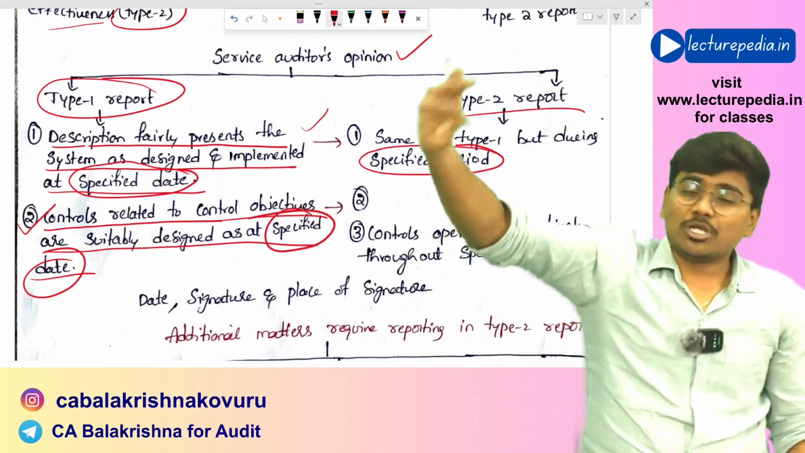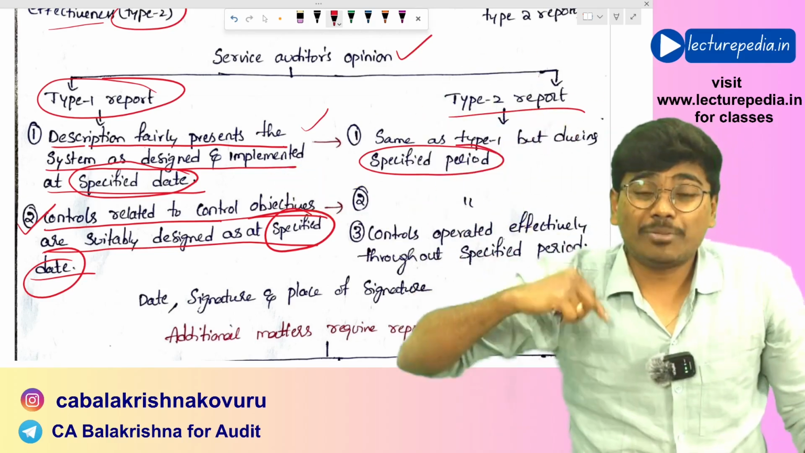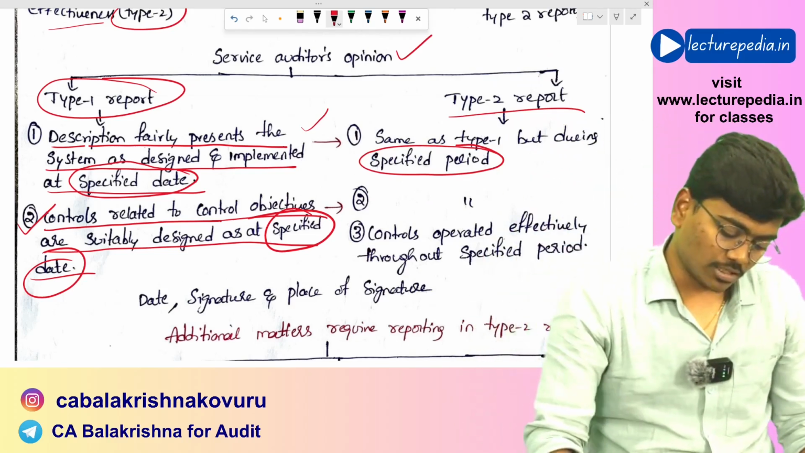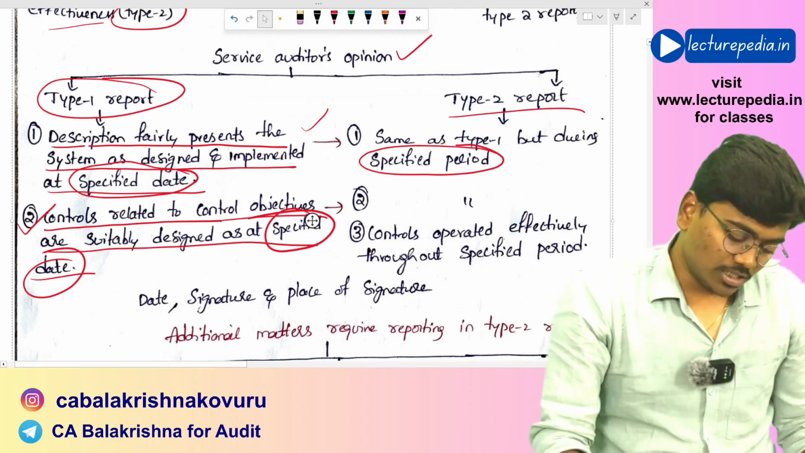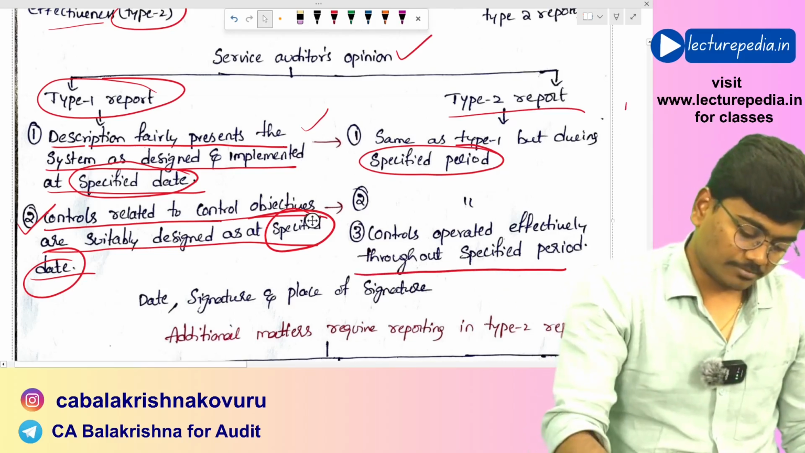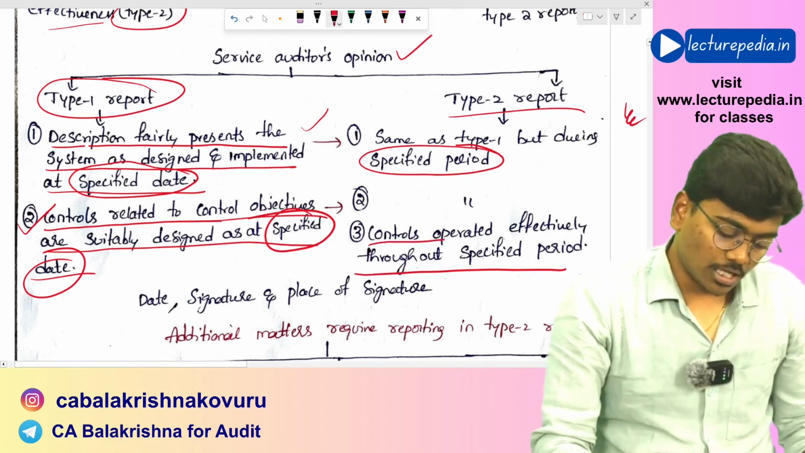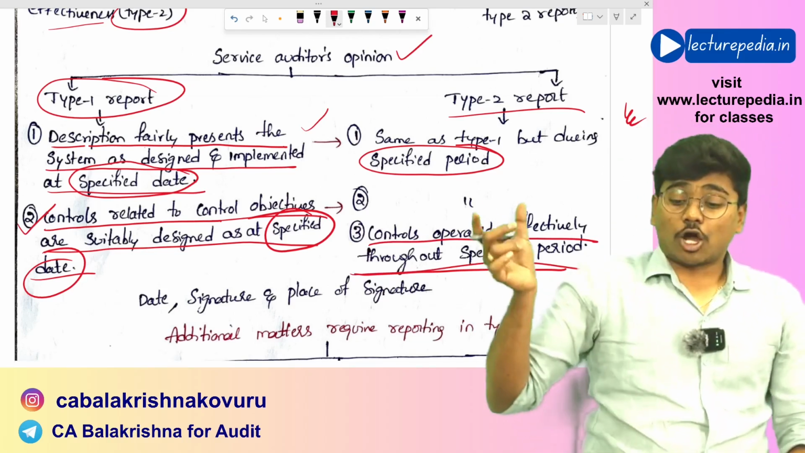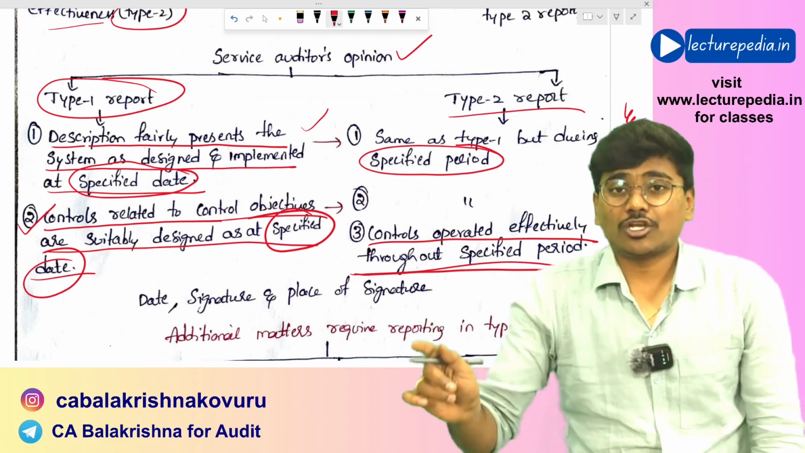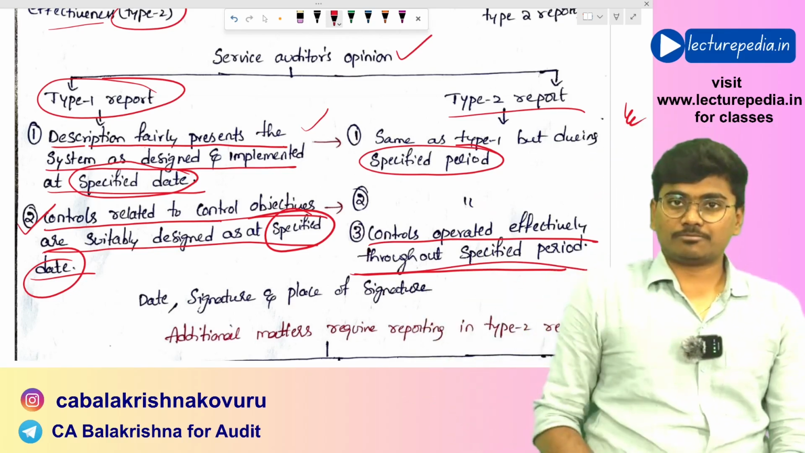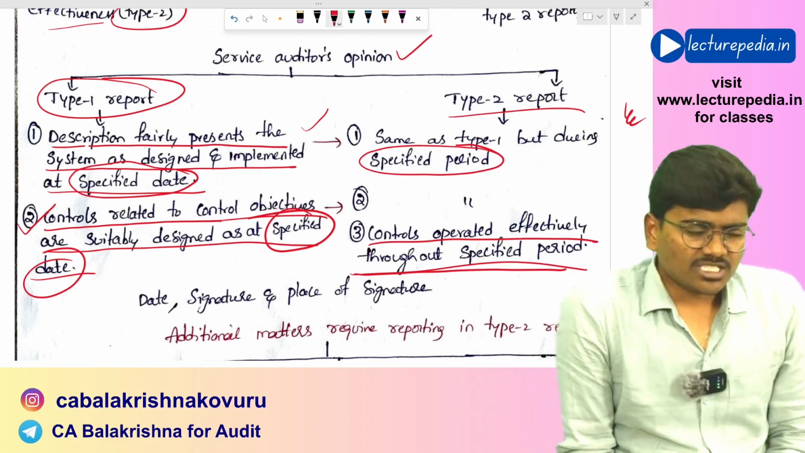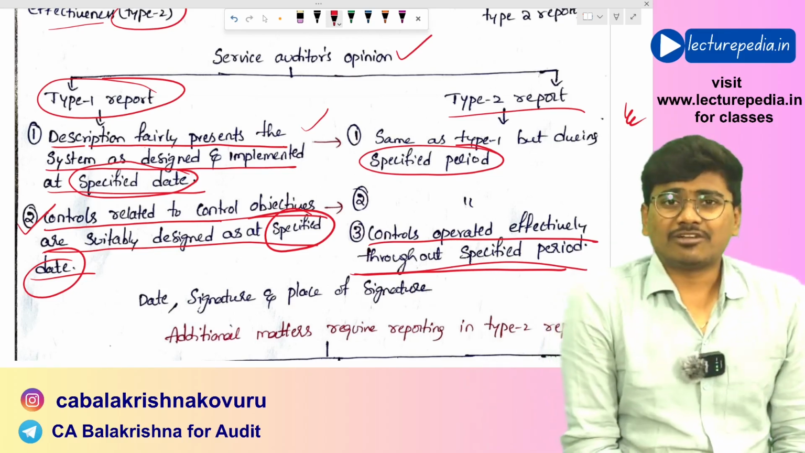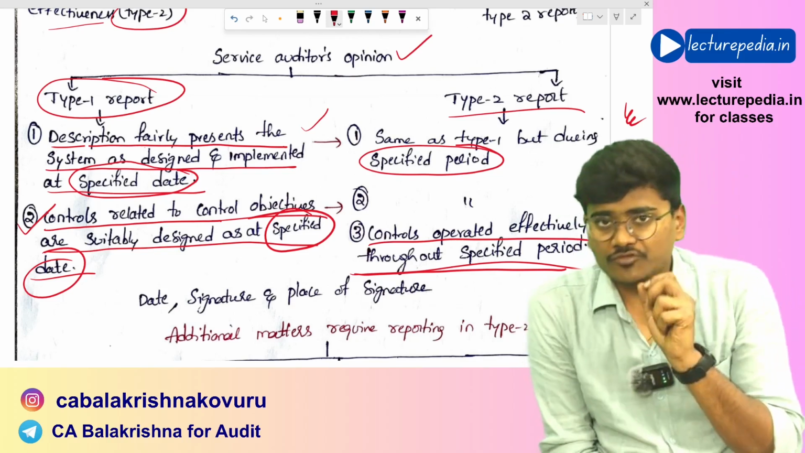And the type 2 report will also deal with operating effectiveness of the controls for a specified period. See the third point: controls operated effectively throughout the specified period. This operating effectiveness of the controls will not be dealt with in the type 1 report. Because why? Generally, at the time of appointing the auditor, the service organization will fix the scope of the auditor.